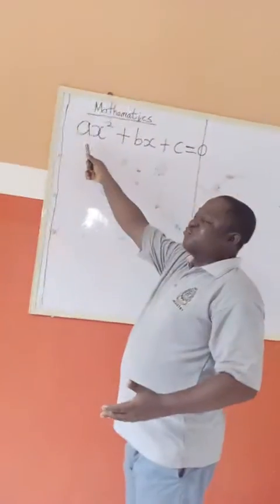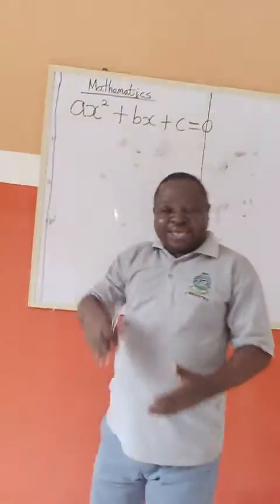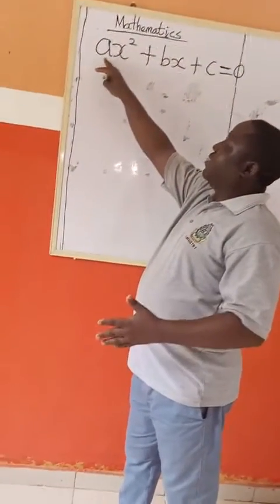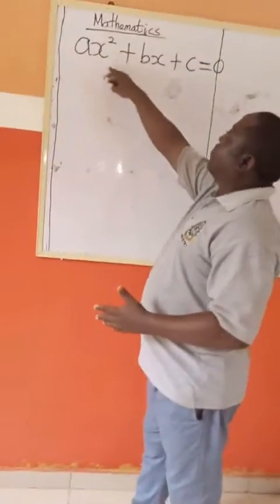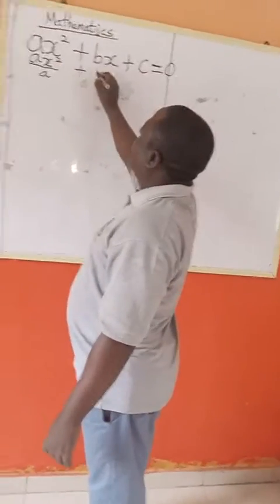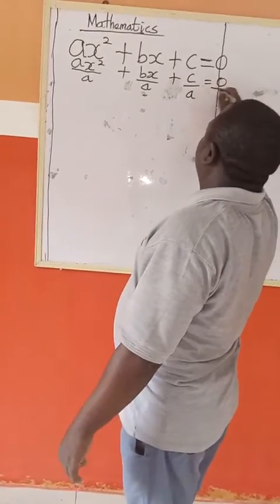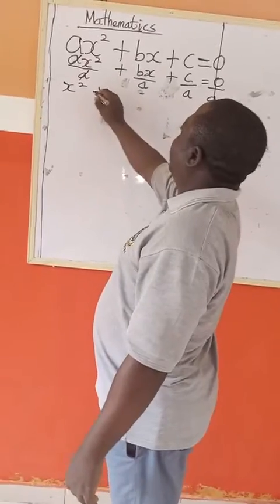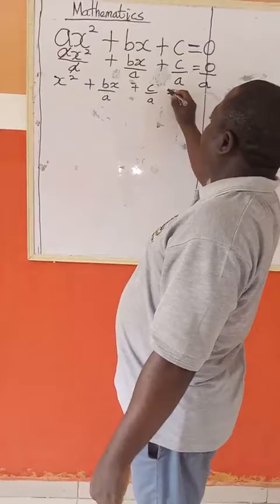The standard form of a quadratic equation is ax squared plus bx plus c is equal to 0. As discussed in my last video, to use the completing the square method to solve a quadratic equation, the first step is to divide through by the coefficient of x squared. So what is the coefficient of x squared here? A. So we want to divide through by a. Ax squared divided by a plus bx divided by a plus c divided by a is equal to 0 divided by a. A cancels a, so we are left with x squared, then plus bx over a plus c over a is equal to 0 divided by a, which is just 0.